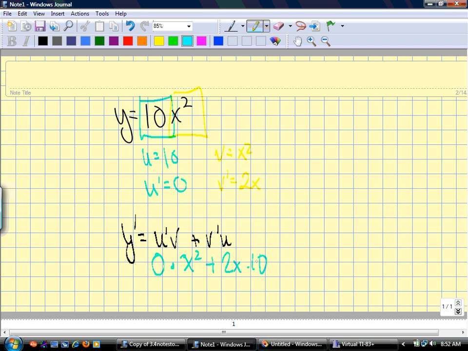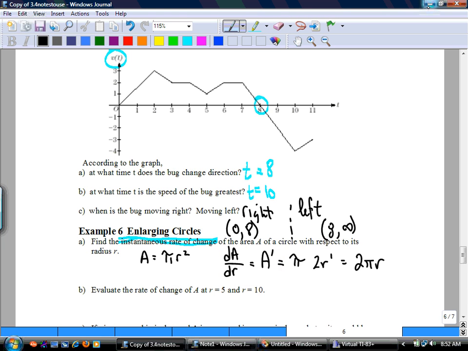And you get the same answer, yes? But do you agree that that's overkill? So, you could do that. You could say u is pi, u prime is 0, v is r squared, v prime is 2r, and when you use the product rule, you end up getting 2 pi r. So, why overdo it? That's my point.